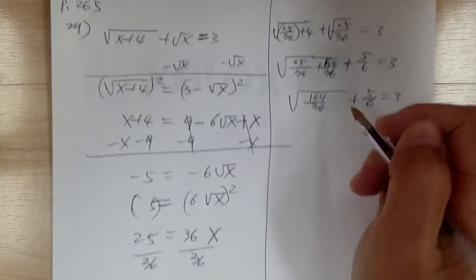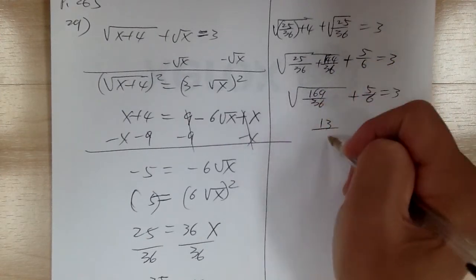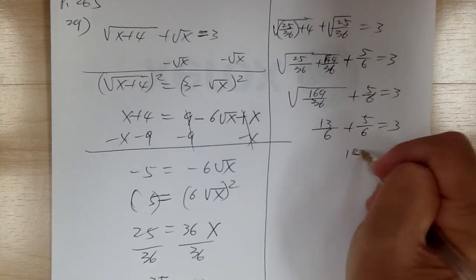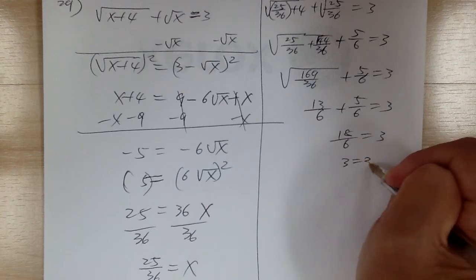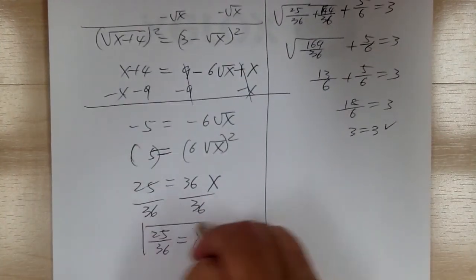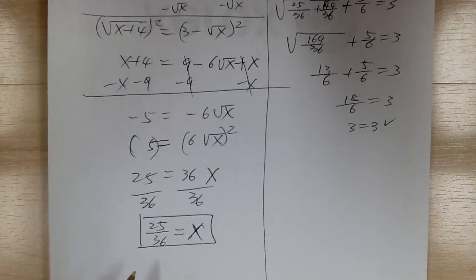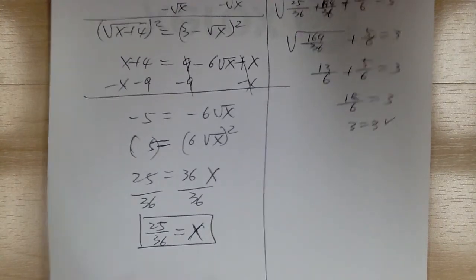I can work it through step by step. The square root of 169 is 13. The square root of 36 is 6. So when you add, you get 18 over 6. And you simplify, you get 3 equal to 3. So it checks, and this one is good. Okay, let's go to 31.